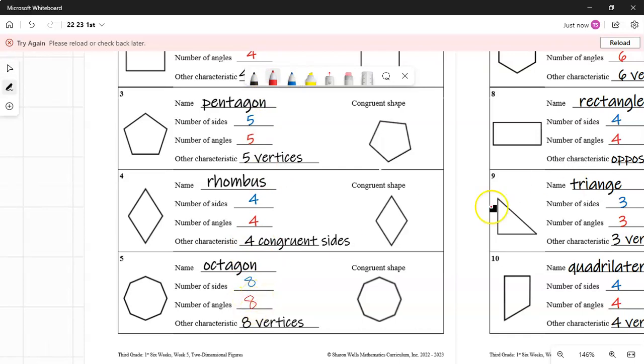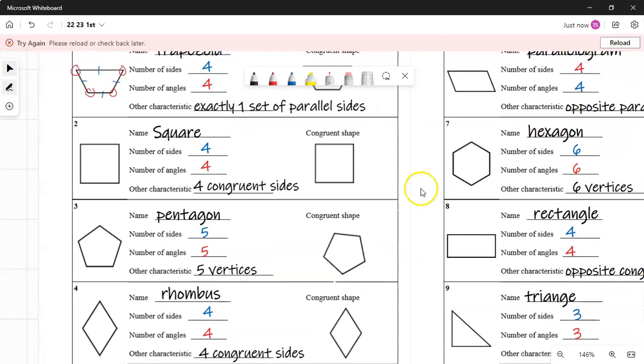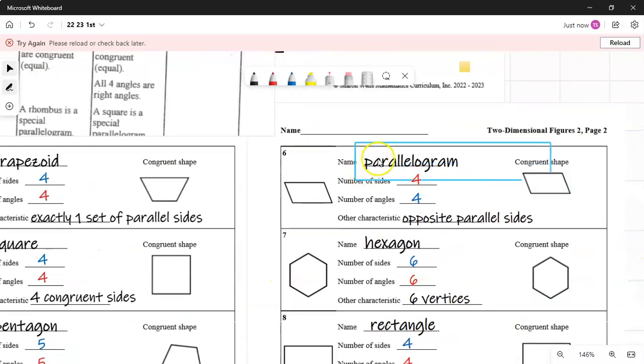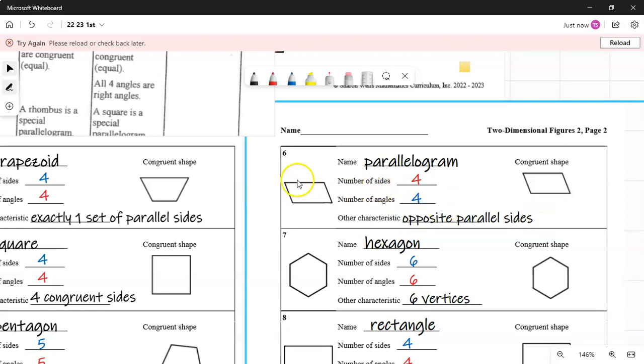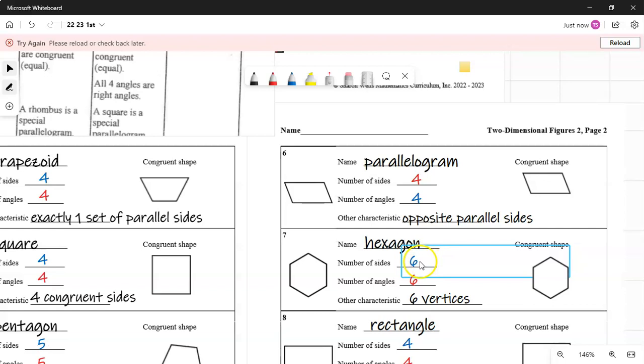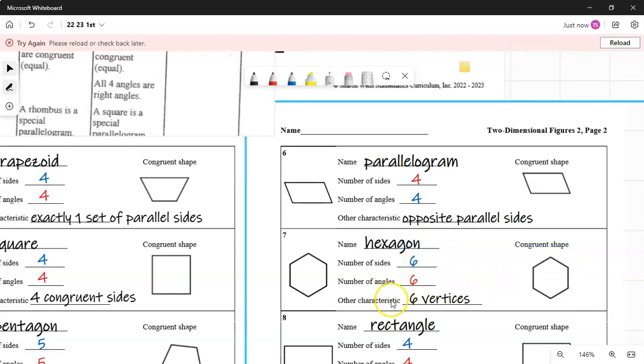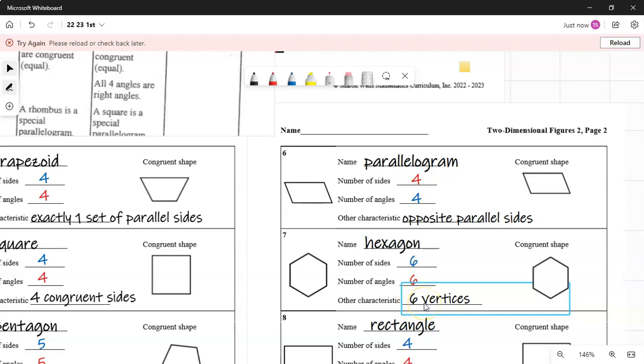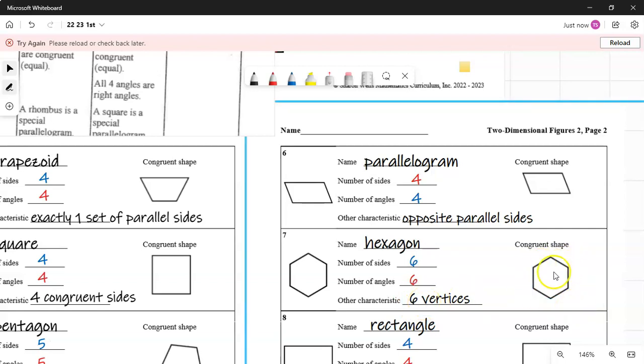So let's go ahead and look at 6. 6 is a parallelogram, has 4 sides, 4 angles, and on a parallelogram, the attribute that I picked about it has opposite sides are parallel. So this side is parallel to this side, and that side is parallel to that side. Number 7, a hexagon, is 6 sides, 6 angles, and the characteristic I said for it is 6 vertices. And I copied a picture of it right there, same size, same shape, congruent.